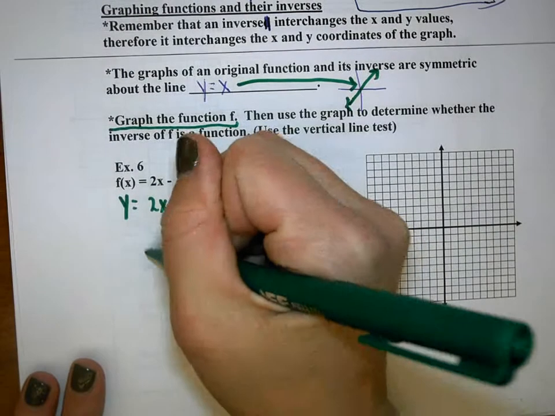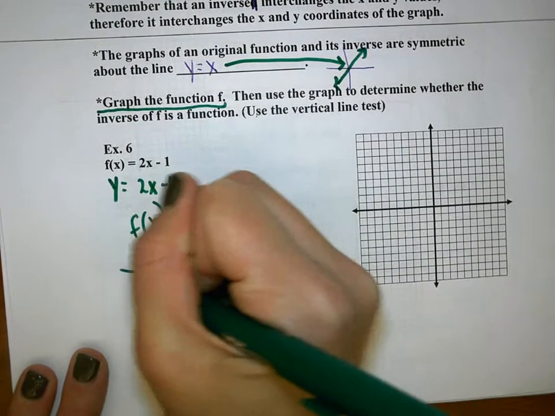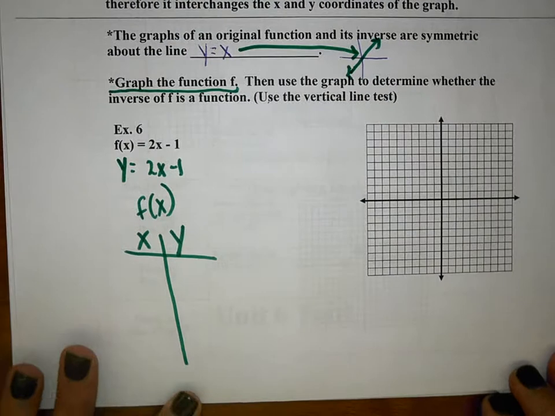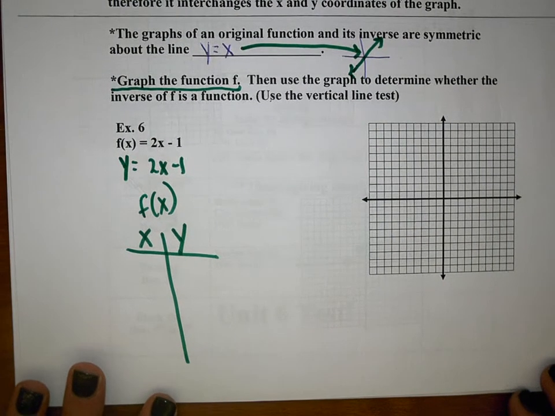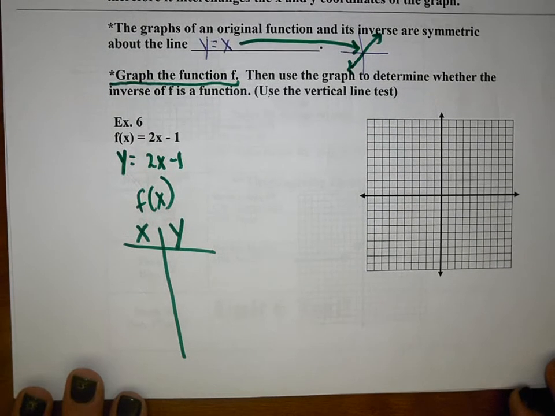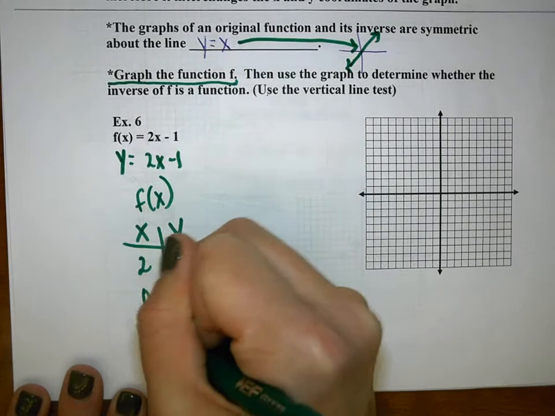Okay, so this is my original function, my f of x function. I'm going to make a t-chart with my x and y values. It's always good to have positive values, negative values, and also 0. So I'm going to go ahead and use 2, 0, and negative 2 for x.